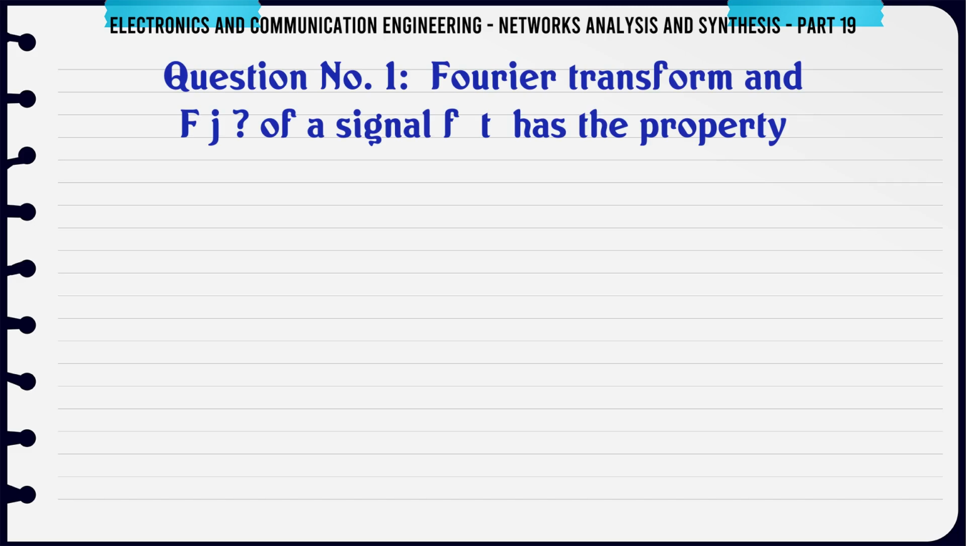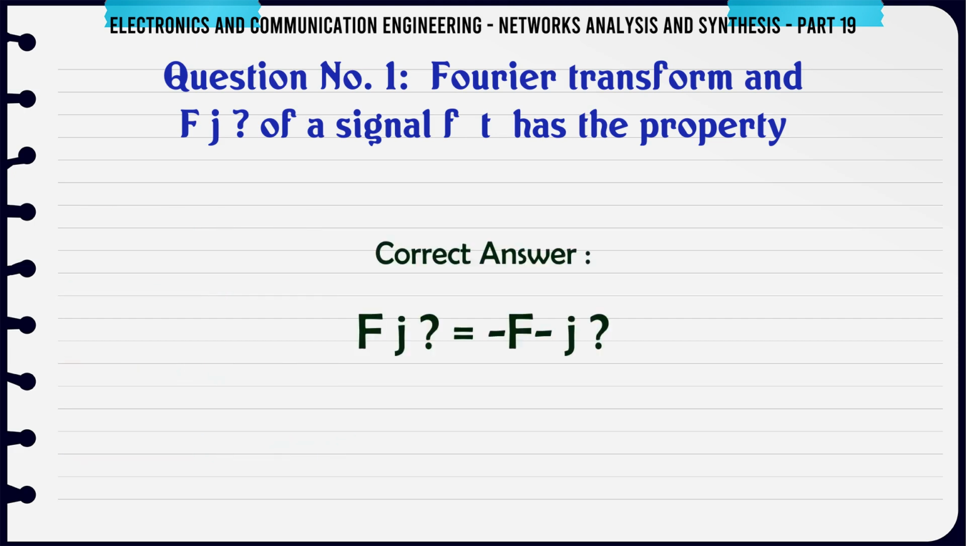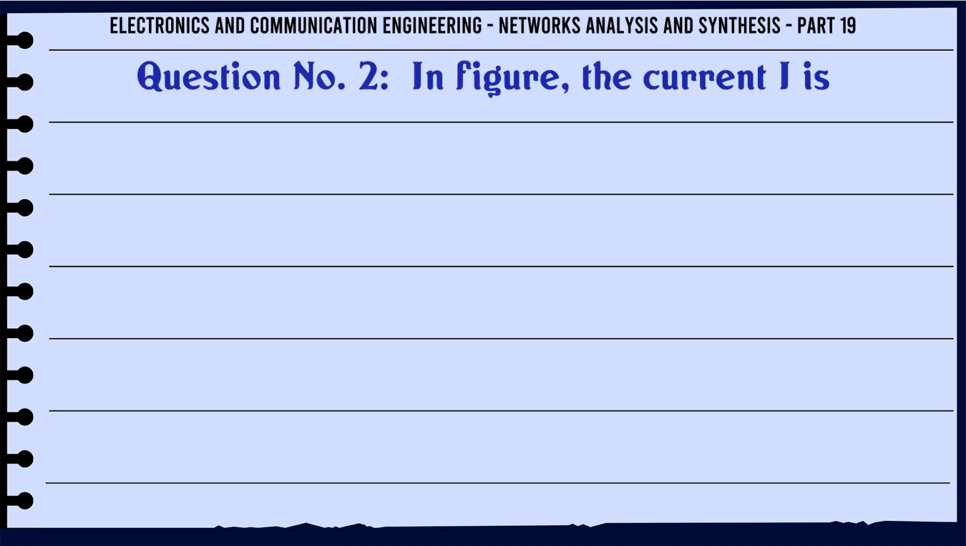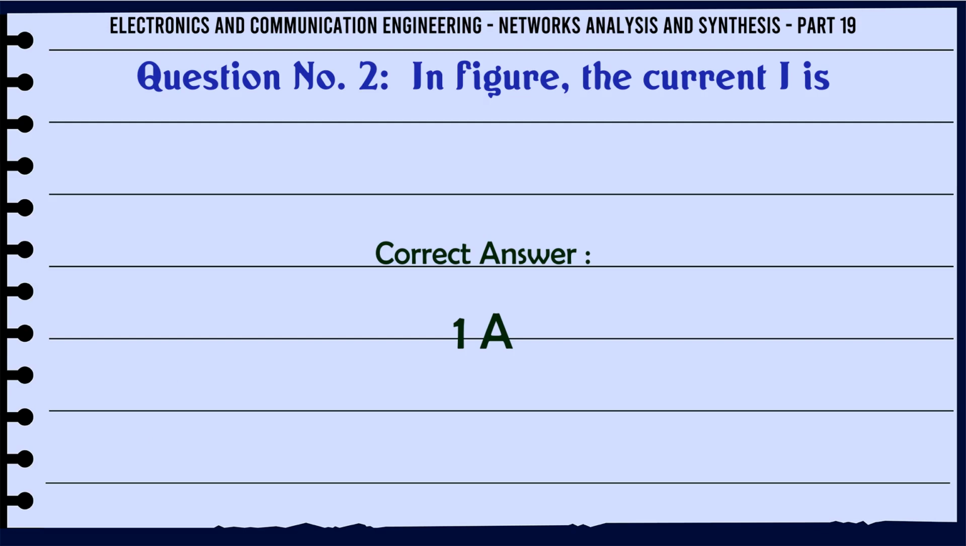Fourier transform and fj of a signal ft has the property: a) fj, b) fj, c) fj, d) fj. The correct answer is fj. In figure the current I is: A) 1A, B) 2A, C) 4A, D) 8A. The correct answer is 1A.